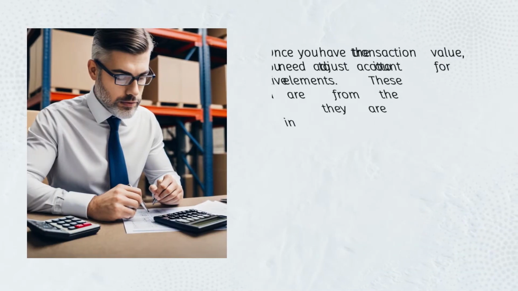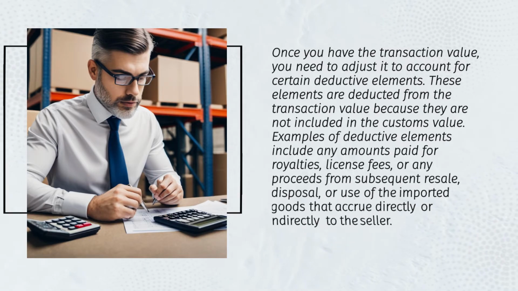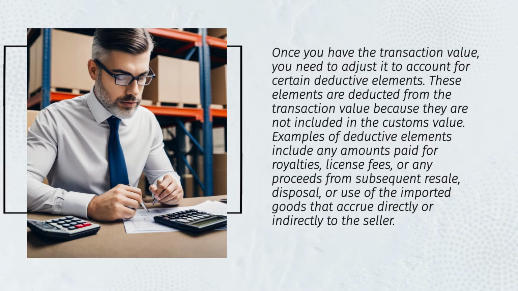Once you have the transaction value, you need to adjust it to account for certain deductive elements. These elements are deducted from the transaction value because they are not included in the customs value. Examples of deductive elements include any amounts paid for royalties, license fees, or any proceeds from subsequent resale, disposal, or use of the imported goods that accrue directly or indirectly to the seller.